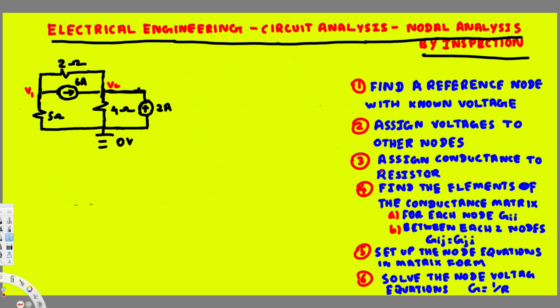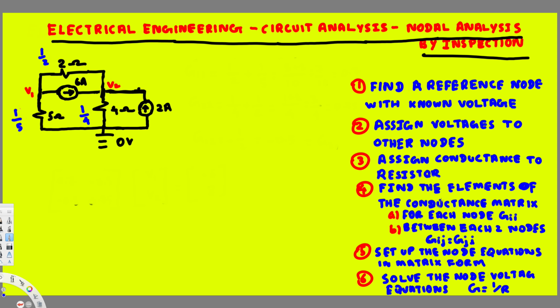And after that what we have to do is assign conductance to resistors. Conductance is basically 1 over resistance, and wherever we have resistance we are going to put conductance. Here we have 2 ohm, so the conductance is going to be 1 over 2. Here we have 5 ohm, so the conductance is going to be 1 over 5. Here we have 4 ohm, so the conductance is going to be 1 over 4. And that's it. Those are the resistances we have.